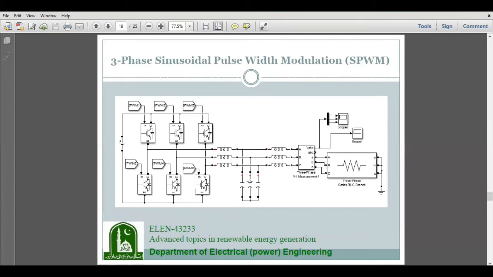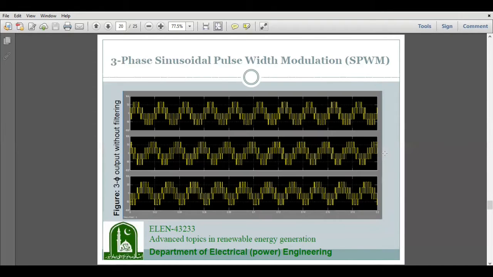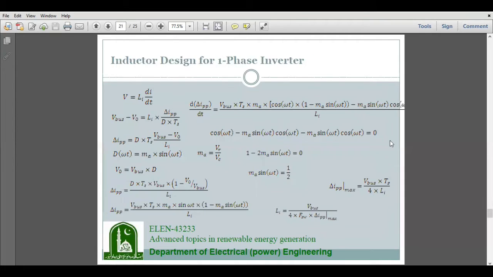We have to connect an LCL filter to convert the PWM pulses to an ideal sinusoidal waveform. So these are the outputs of the unfiltered three-phase PWM inverter.